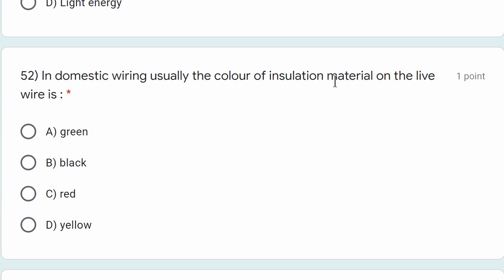In domestic wiring, what is the color of the insulation material? Which one? What is the live wire color? Live wire is red.